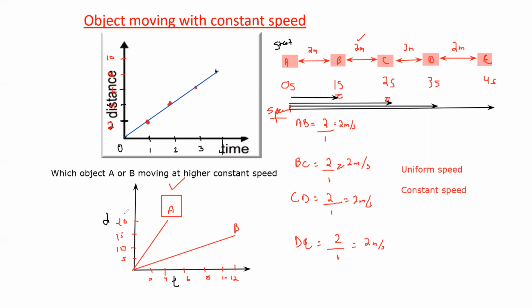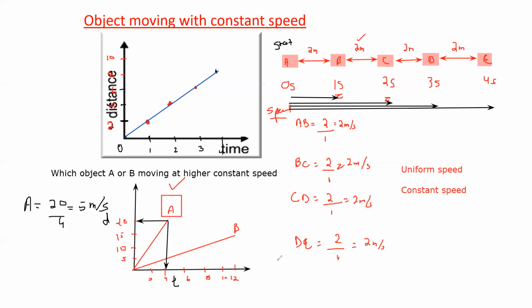And what is the time interval to cover this 20 meters? A covered 20 meters, and how much time did it take? It took 4 seconds. So for A, when we are finding the speed, it will be 20 divided by 4, because distance divided by time is equal to speed. So 20 divided by 4 is equal to 5 meters per second.